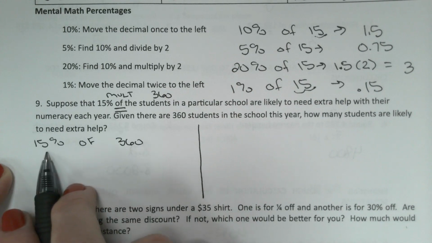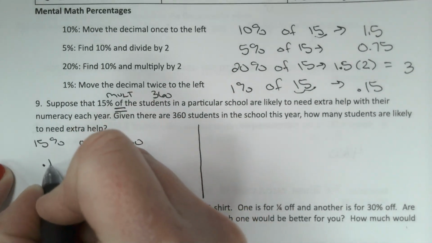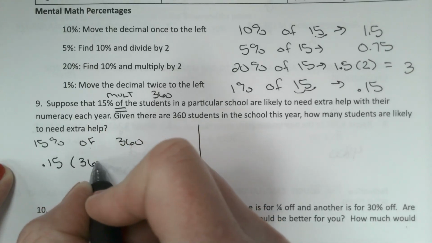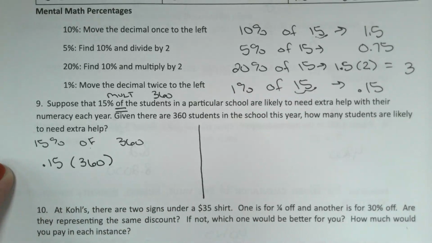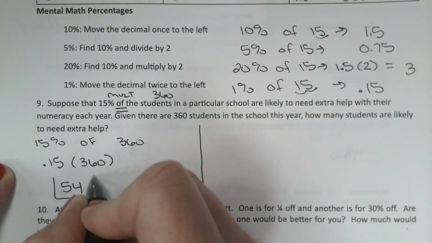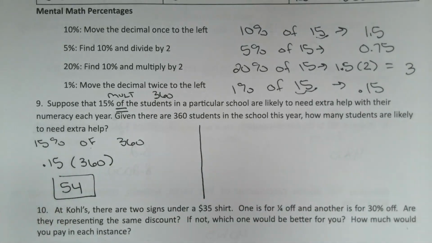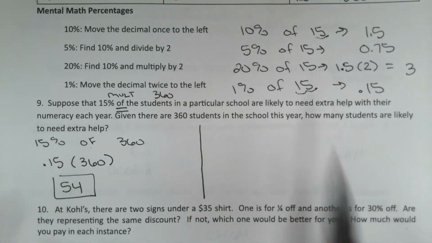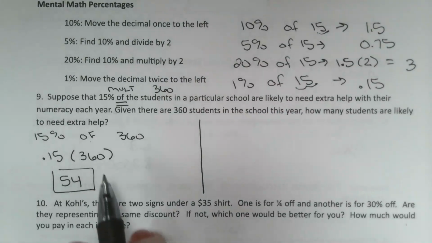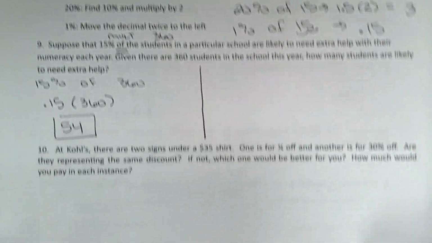All right, so anytime you have percents, you need to change them into a decimal. So that is 0.15. Of means multiply. So I'm going to take 0.15 times 360 and get 54. We could do this mental math, but we're going to keep going and just do it the exact way.